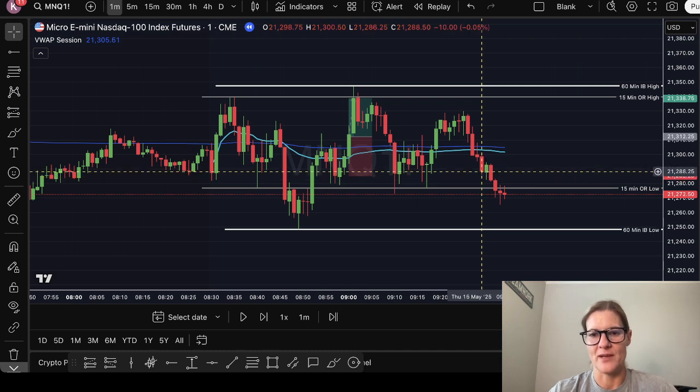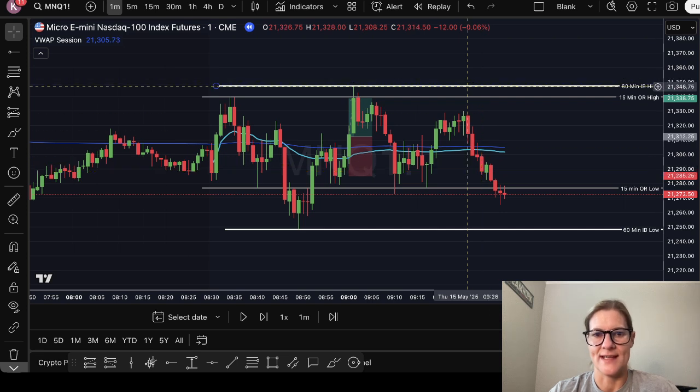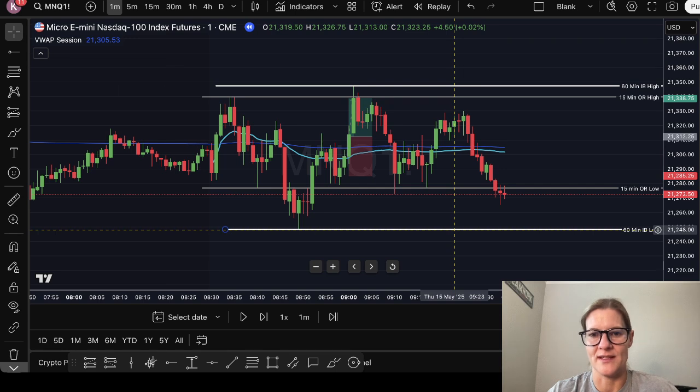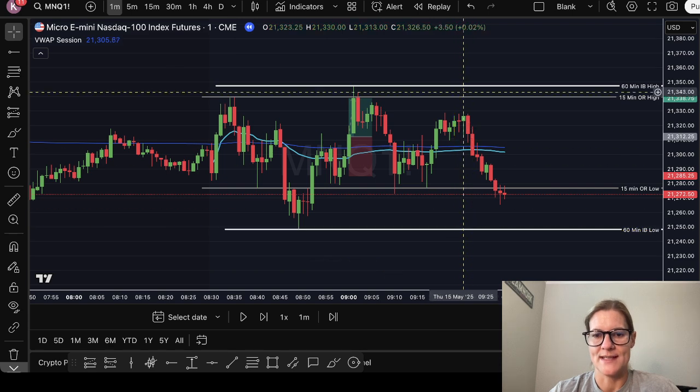Okay, so now we are where my cursor is right here. This is the first 60 minutes of price action. So our range is set. That's the 60-minute initial balance high. This is the 60-minute initial balance low. So this is where most of my trades come from, because it's very common for sellers and buyers to want to stay within this range.